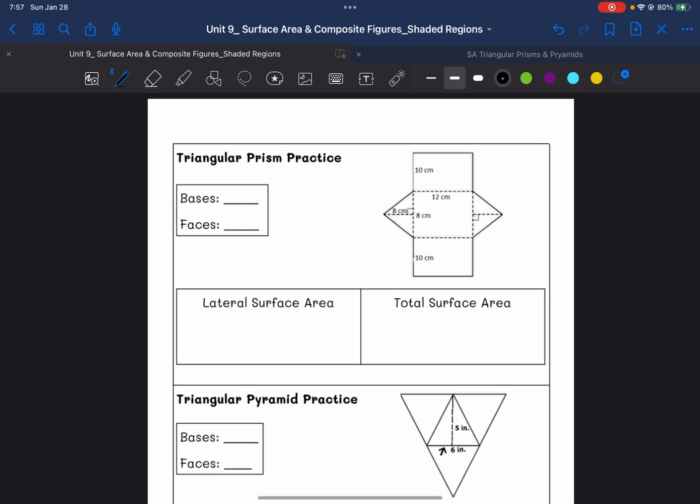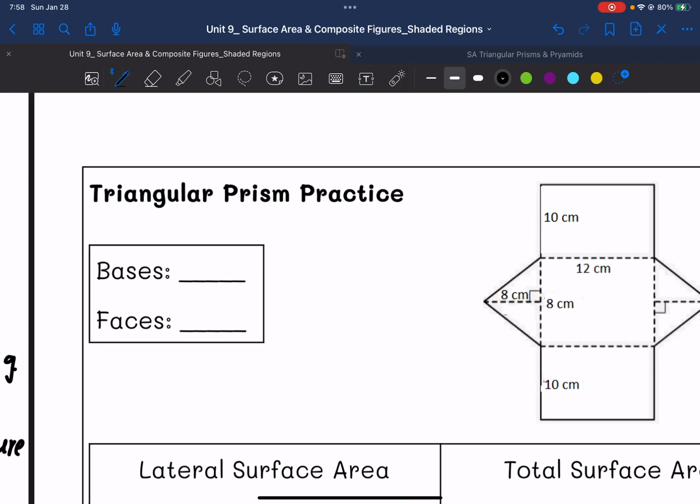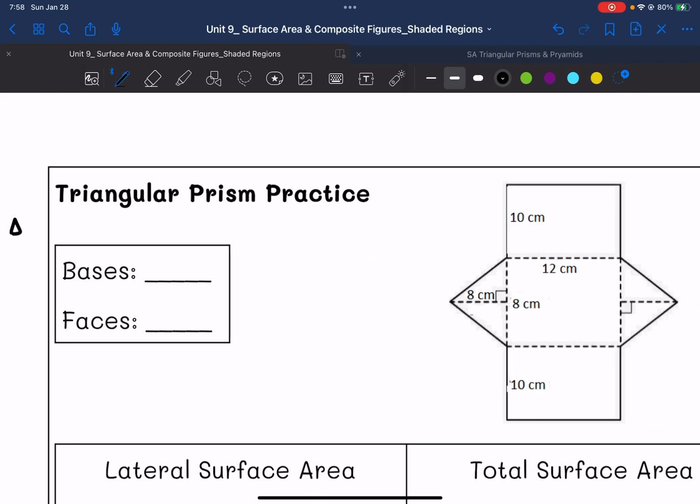All right, so here on this one, this is triangular prism practice, okay? The first thing that I want to do is take a look at what shapes I have to know what formulas I need to use, okay? I see rectangles and I see triangles. So the triangle is going to need area is equal to 1/2 base times height. And the rectangle needs area is equal to base times height. There, I have the two formulas that I'm going to use, okay?